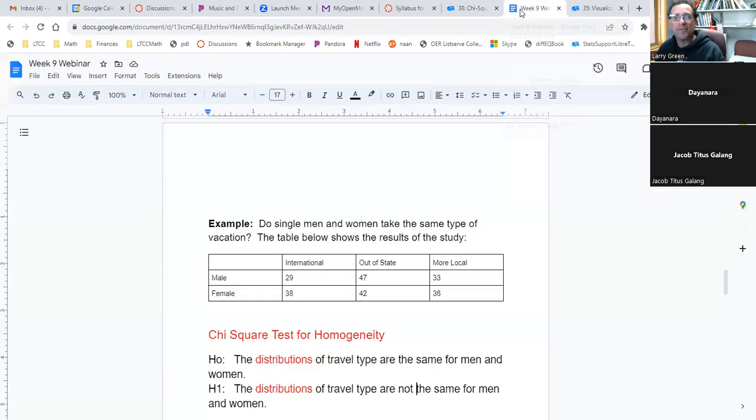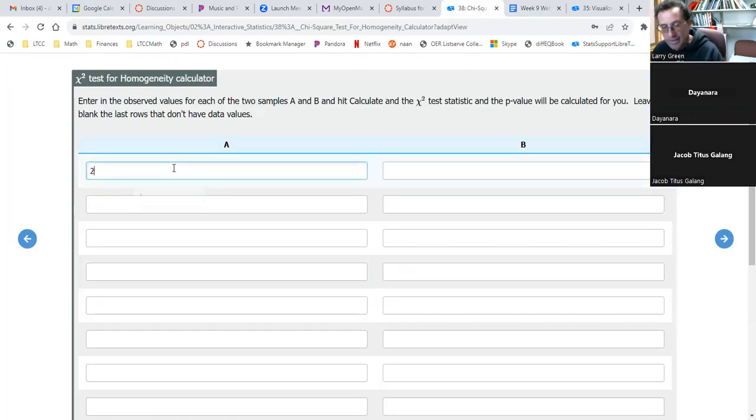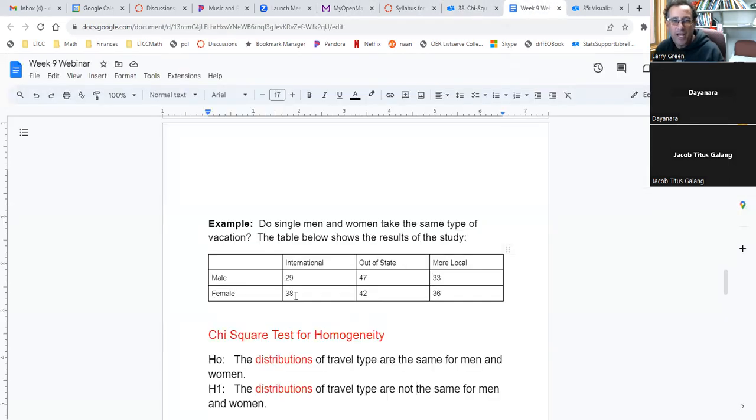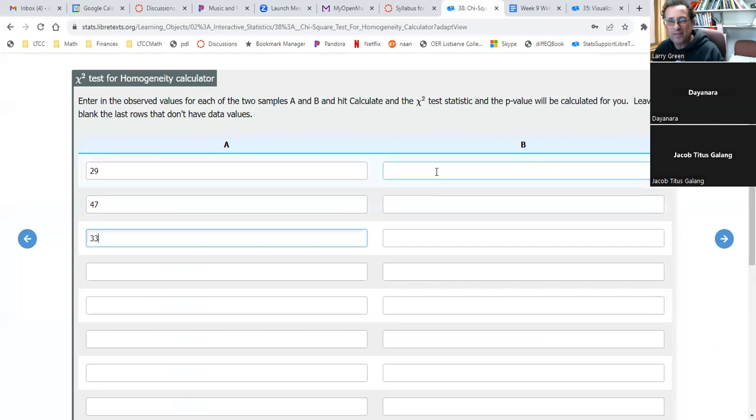So now we just type in the numbers. So we have 29, 47, 33. And then for B, 38, 42, 36. Any questions? That wasn't too hard, was it? Any questions? Okay, in the real world, this can get kind of busy.